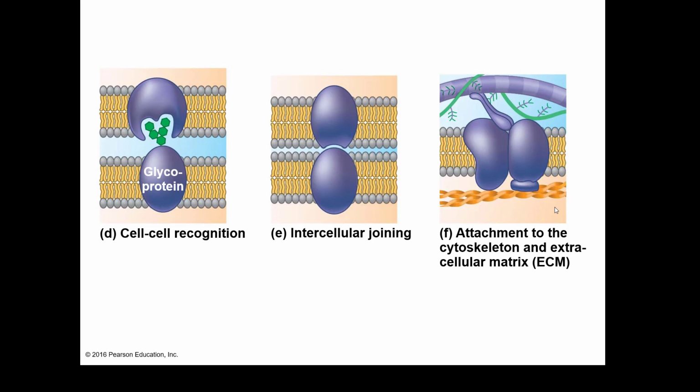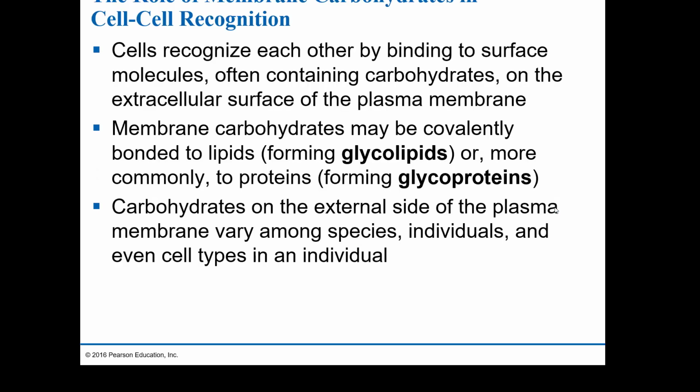And then, I explained this a couple seconds ago, attachment of the cytoskeleton to the extracellular matrix so that our cells aren't just bouncing all over the place and getting bruised and beat up. Cells recognize each other by binding to surface molecules, often containing carbohydrates, on the extracellular surface of the plasma membrane.